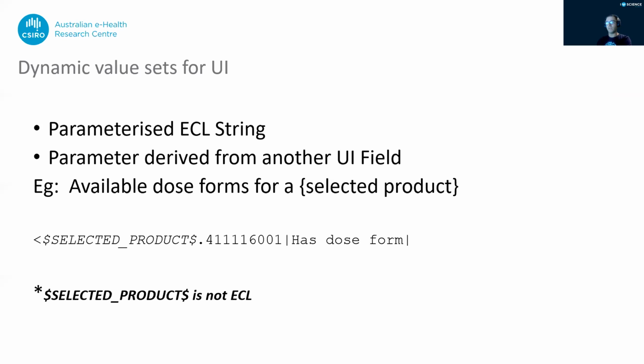Dynamic value sets for user interfaces. This is a really neat one too. You can do, as Michael said, have a whole user interface with ECL expressions, but one of the things I like is using a parameterized ECL. So in this example here, that "selected" isn't part of the ECL language, but if you've got a string with that sort of token, you can take a value live from an interface and insert that into this parameterized string and use those results as well.